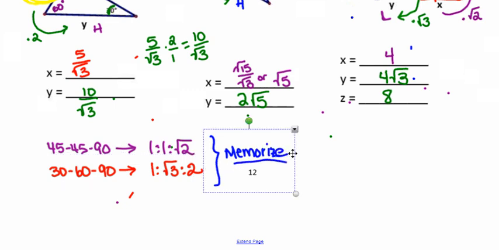Make sure as you're working with these, you keep your triangle straight. If you're working in the isosceles right triangle, that's the rule that you want to use. And as you're working in the 30, 60, 90 right triangle, you want to make sure you use the rules that go along with that particular triangle.